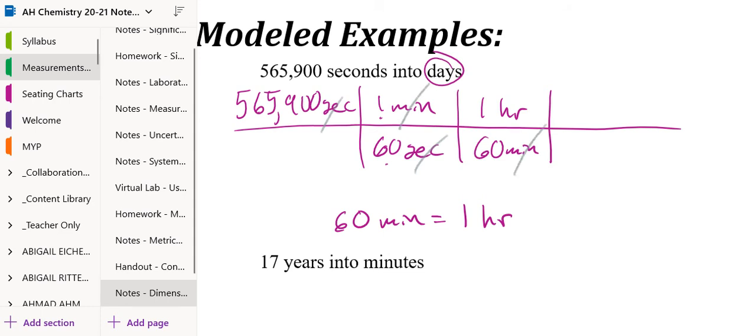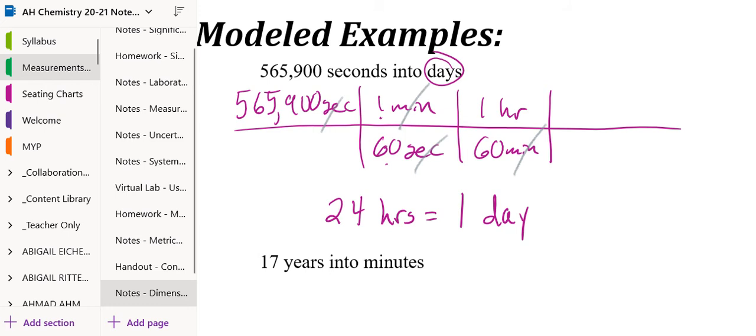So if I stopped here and did 565,900 times 1 divided by 60 times 1 divided by 60, what unit would my answer be in? Hours. Is that what I'm asked to find? No. Now I need to go to days. So do I have a way to go from hours to days? What's that conversion factor? 24 hours equals 1 day.